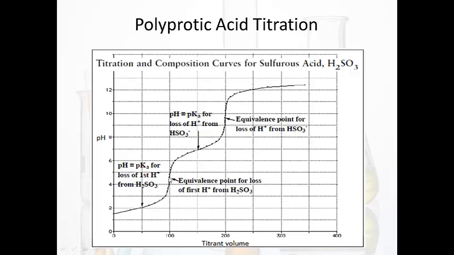So this is the equivalence point for the first hydrogen that's being ionized, and this is the equivalence point for the second ionizable hydrogen. You have 2 different halfway points here. Halfway between the starting point and the first equivalence point is the halfway point for the first ionizable hydrogen, and that's the pKa for the loss of the first one. And then we also have a halfway point for the second.